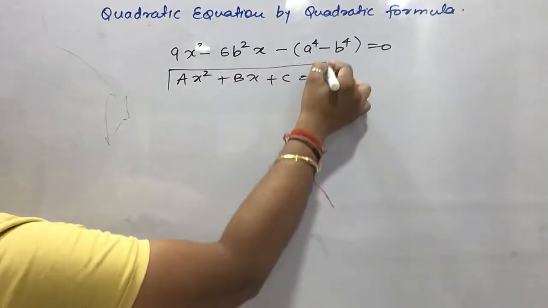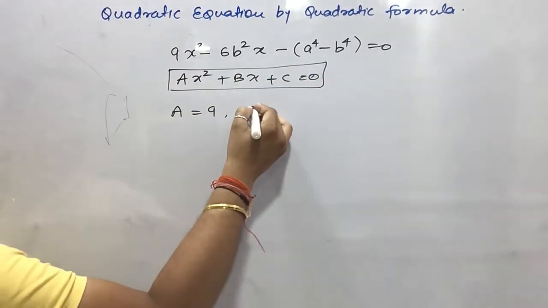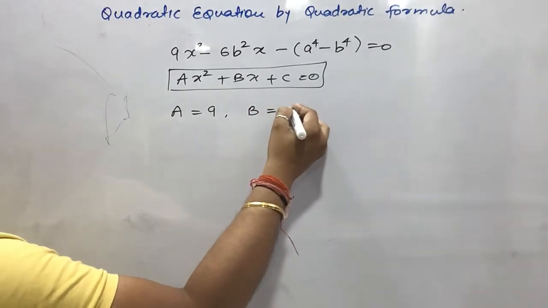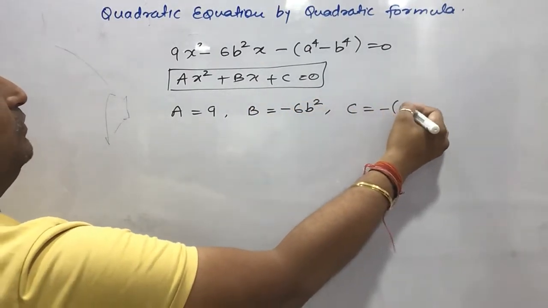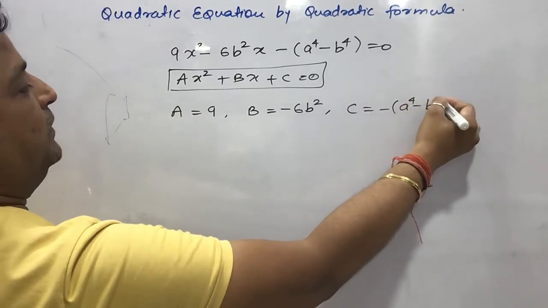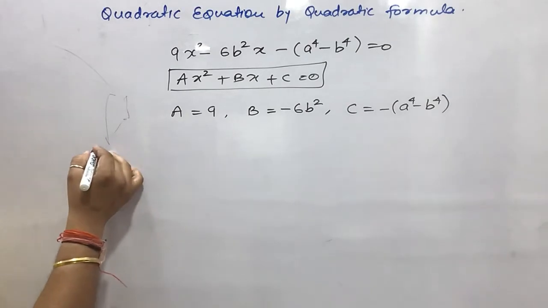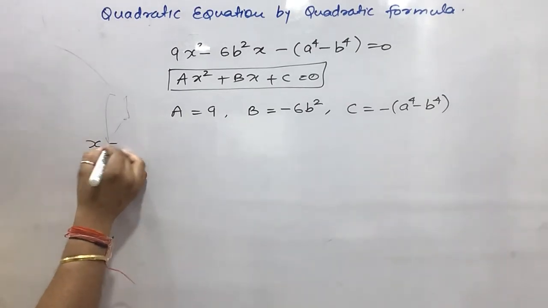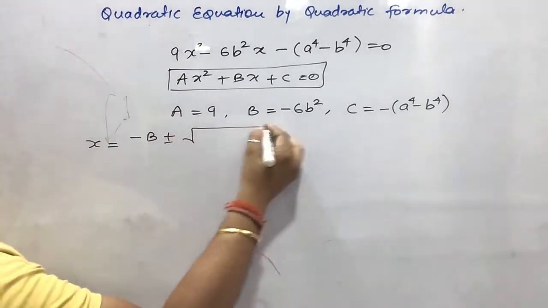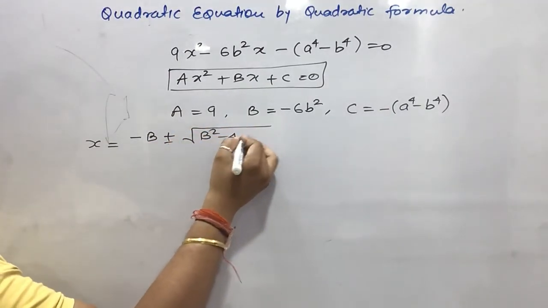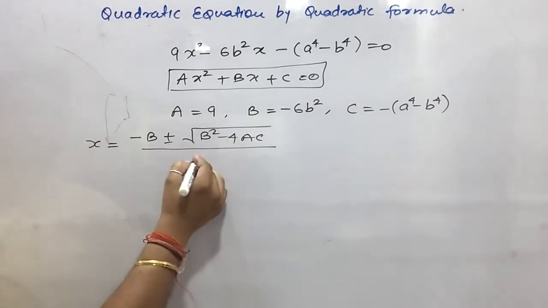See, what is the value of a? Then a equals 9. What is the value of b? It is minus 6b square. And what is the value of c? It is minus a to the power 4 minus b to the power 4. And what is the formula now? Everyone knows x equals minus b plus minus root of b square minus 4ac upon 2a.